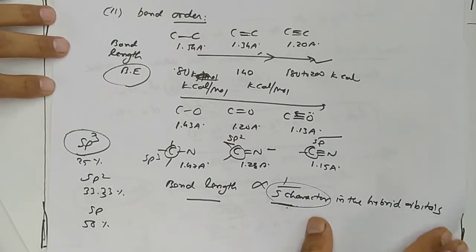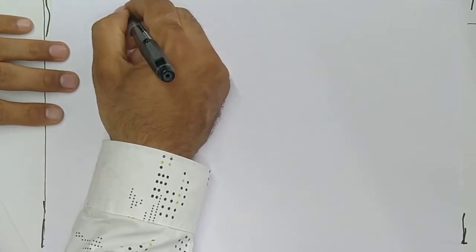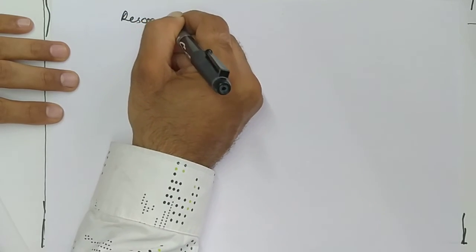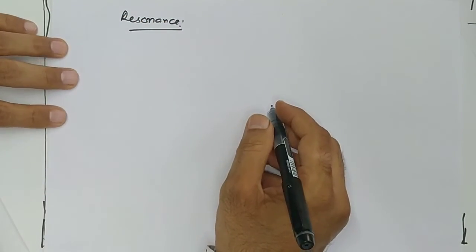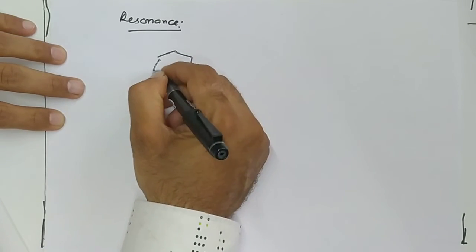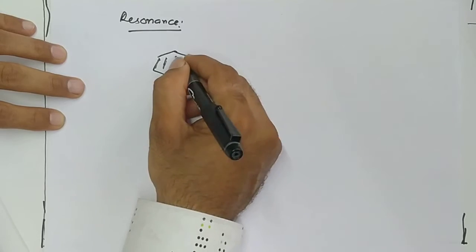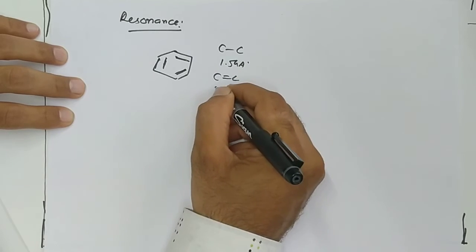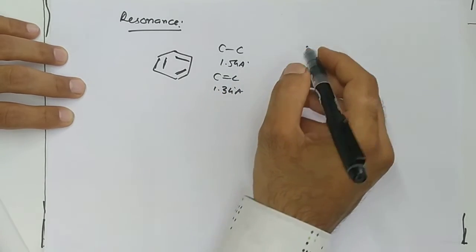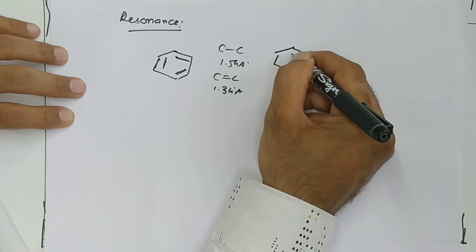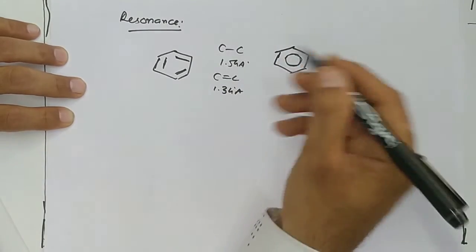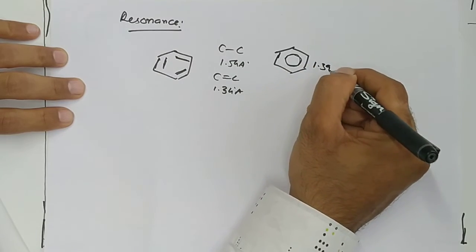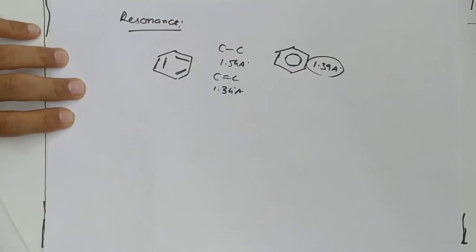Now resonance also affects bond length. You can see in benzene there are 3 double bonds and 3 single bonds. So for a single bond it should be 1.55, and for a double bond it should be 1.34. But in benzene all the pi bonds are continuously moving. So the average bond length in benzene is 1.39, not 1.54 and 1.34.